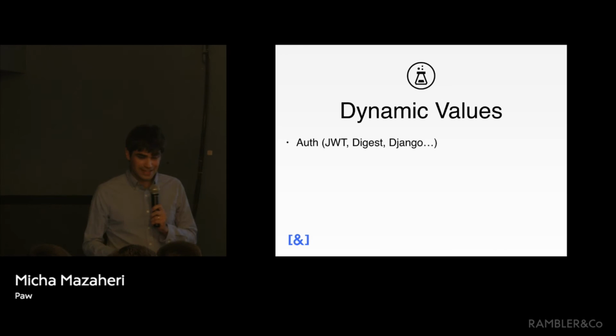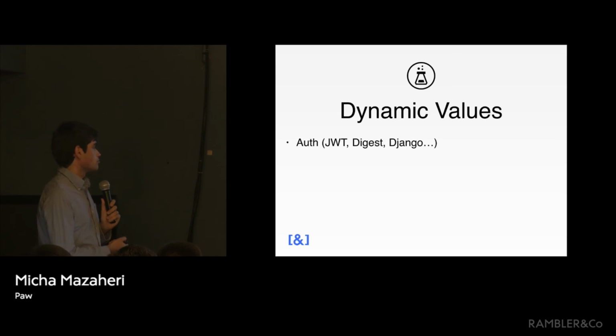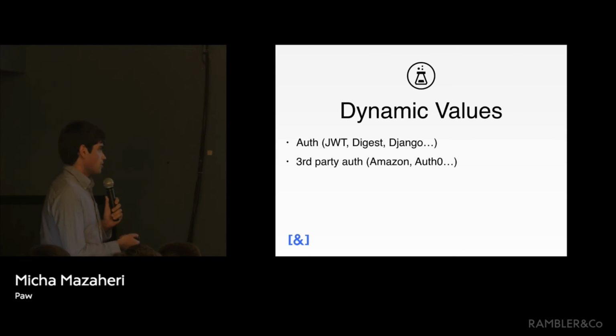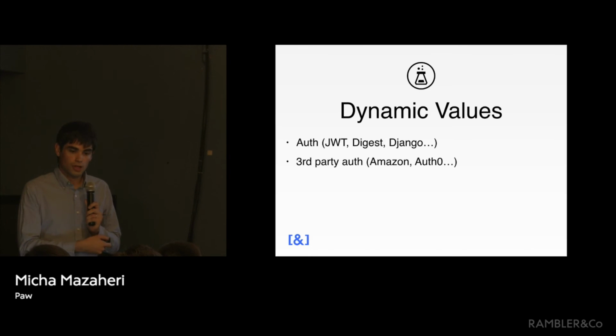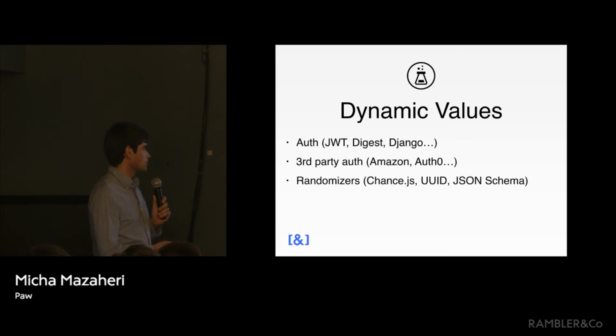And in the end, we have dynamic values that let you do some inline computations inside your requests. We have auth stuff like JSON Web Tokens, digest. We have something for Django. We can integrate to third-party services like Amazon. We have Amazon SigV4. Auth0 is a service for authentication. And also nice are the randomizers.